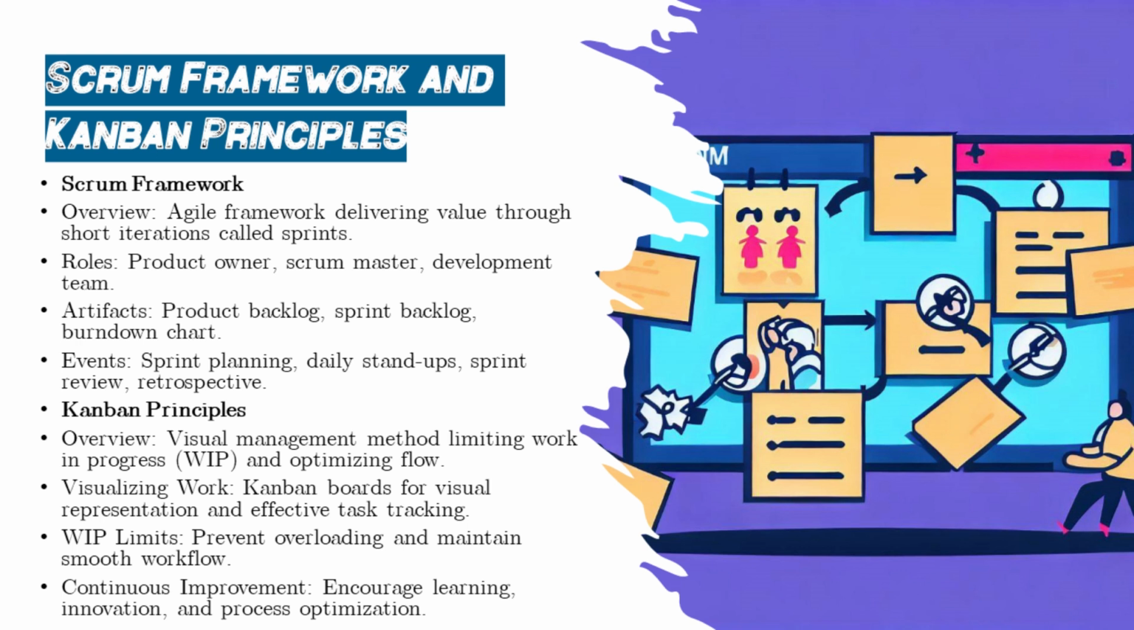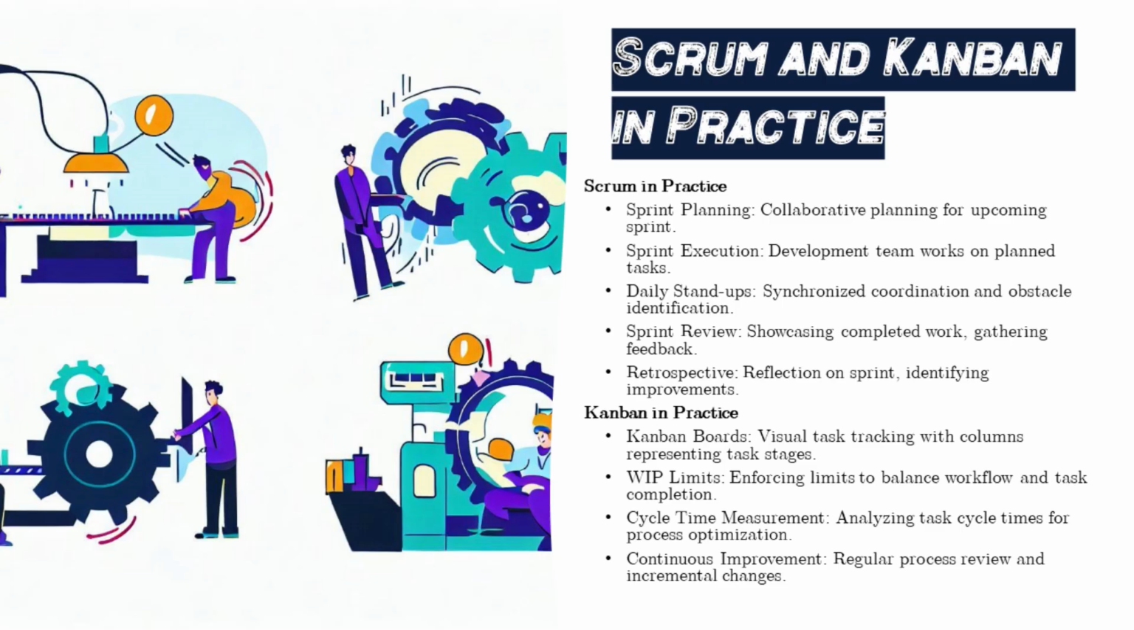On the other hand, Kanban is a visual management method that aims to limit work in progress, WIP, and optimize workflow. It involves visualizing work using Kanban boards, setting WIP limits to prevent overloading, and promoting continuous improvement. Kanban encourages learning, innovation, and process optimization. Scrum and Kanban in practice.